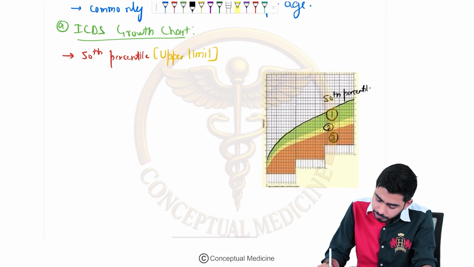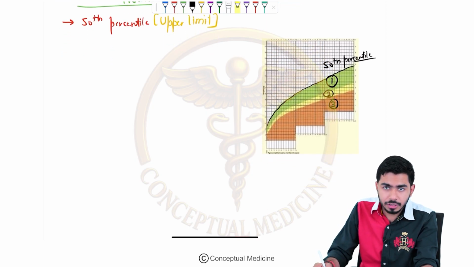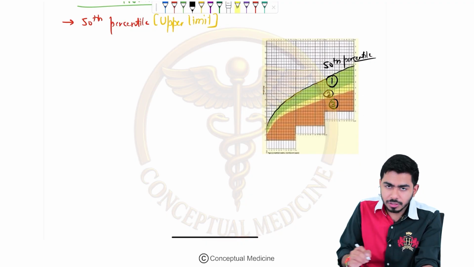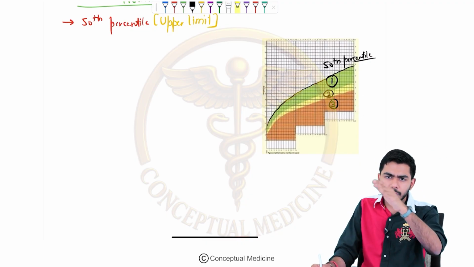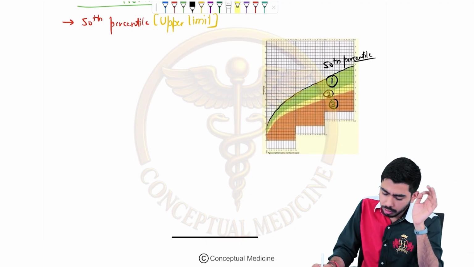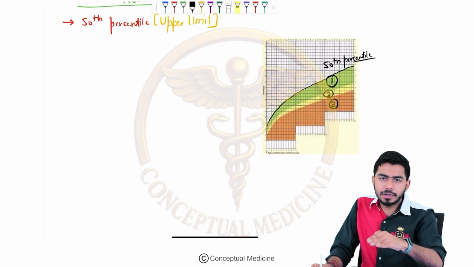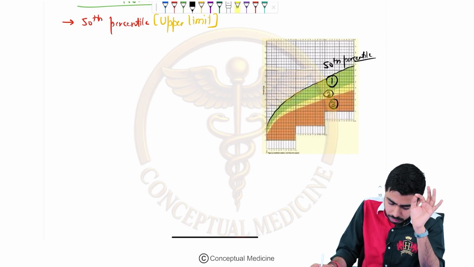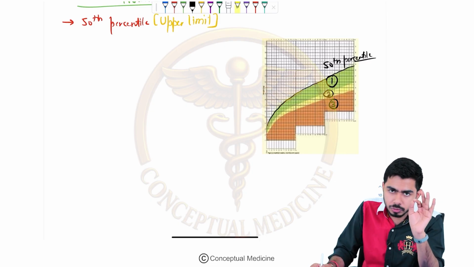This is the 50th percentile which they are showing you over here, right? Above the 50th percentile, this zone, this is the white zone. We are not considering that. This is the overnutrition zone, above the normal nutrition. But below the 50th percentile, we'll be considering that. So the 50th percentile is the main upper limit in this ICDS growth chart.